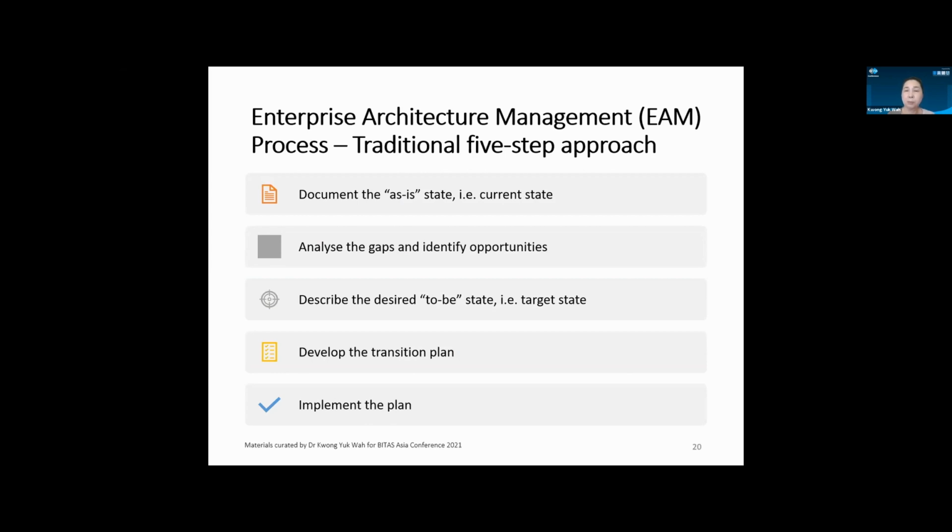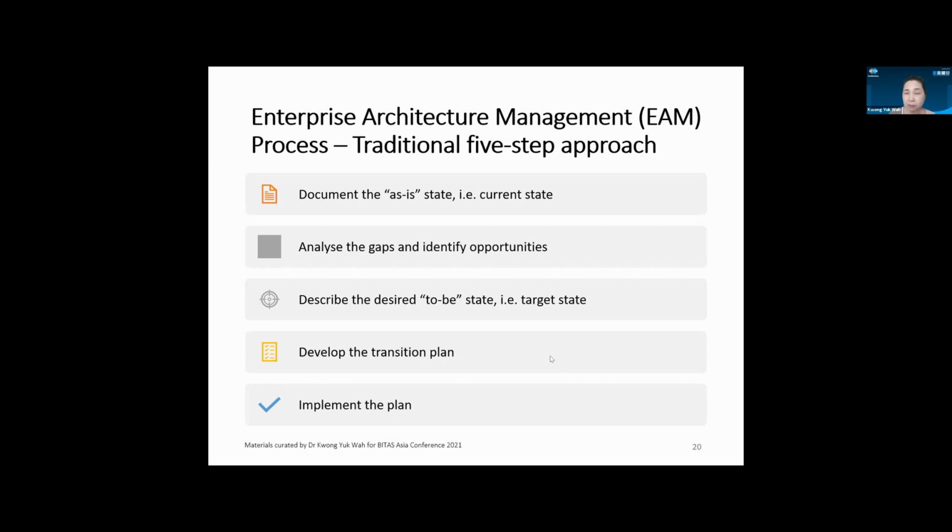So the architecture team would come in to say, look, we need to document the AEs, right? Then we have to look at the gap, then we identify opportunities. Then after that, they will propose the to-be state, right? Then they come up with a transition plan. Then after that, the implementation plan.